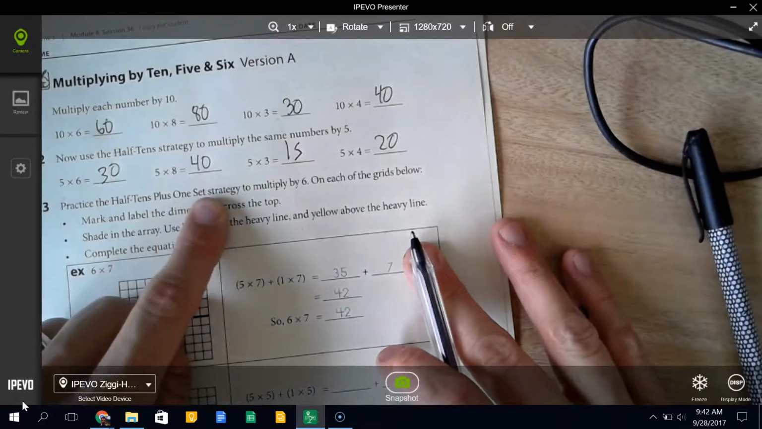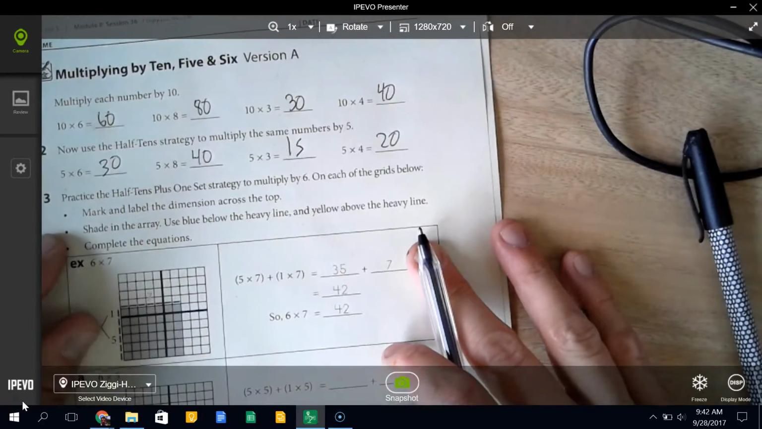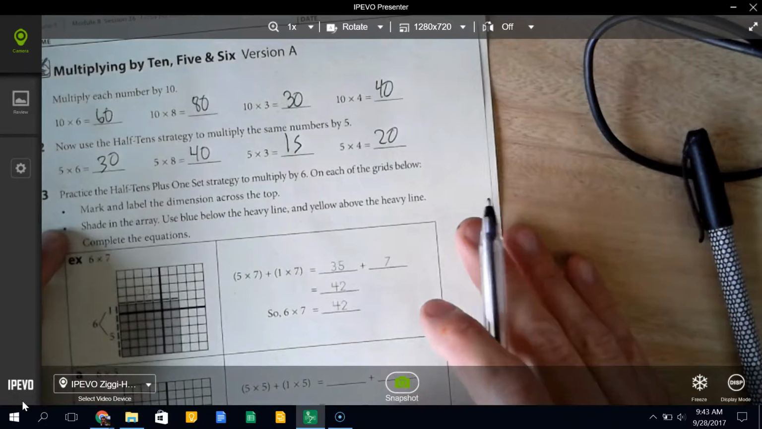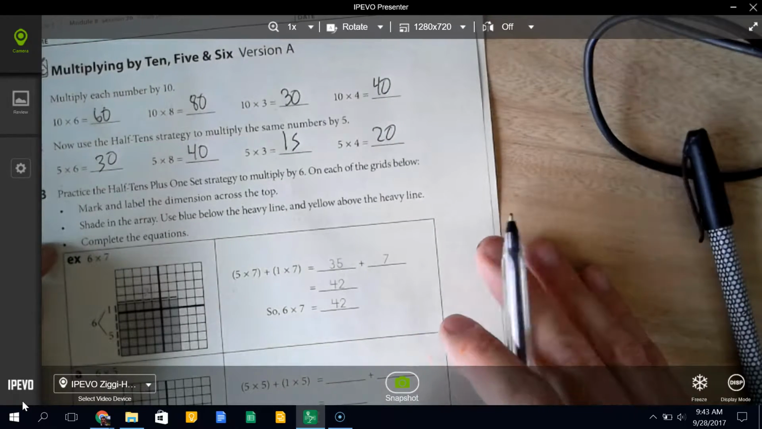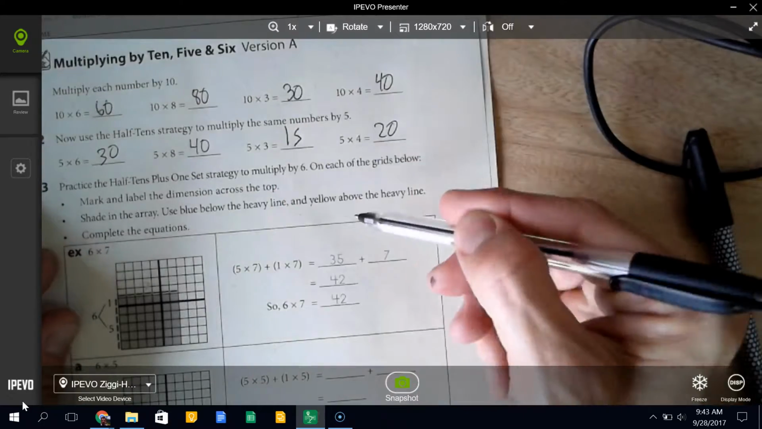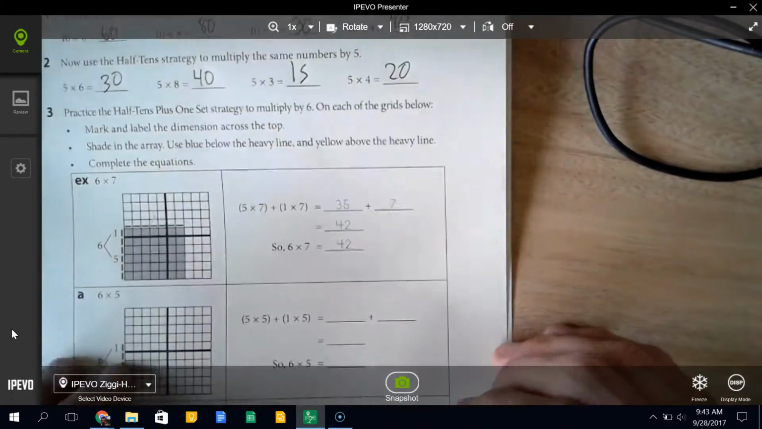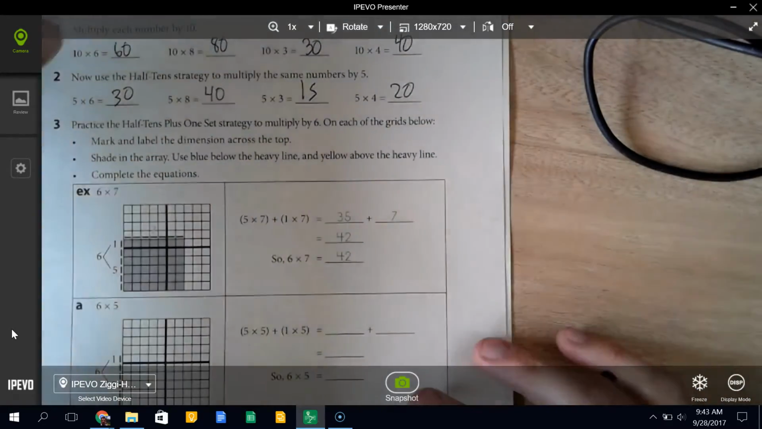Practice the half 10 plus 1 strategy to multiply by 6. On each of the grids below, mark and label the dimensions across the top. Shade in the array. If you want to do the colors and you have the colors available, do them. I think I will. Hold on a second. I'm going to do blue and my pen here. Hopefully that shows up. And then we fill everything out here.